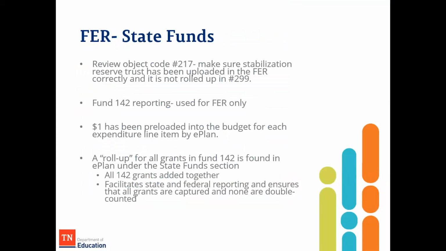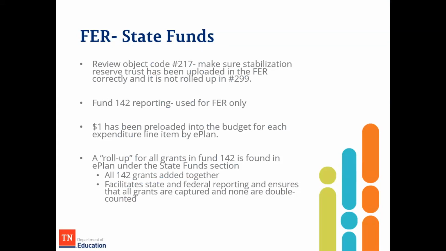So for state funds, be sure that you review Object Code 217. We want to make sure that the Stabilization Reserve Trust has been uploaded in the FER correctly and that it's not rolled up into 299. This is the issue that we had with several districts last year, is that local government sometimes rolls everything up into 299. So be sure when you're looking at your report that you see Object Code 217 and your Stabilization Reserve Trust is being accounted for in the correct object code.